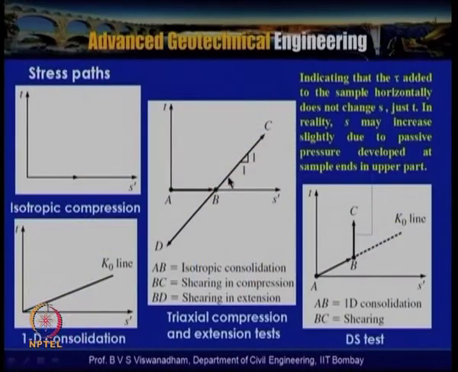Now when you have the triaxial compression and extension test, what we have discussed is either with one vertical, one horizontal, 45 degrees case. This side is towards compression, and this is towards extension. So this is shearing in compression and this is shearing in extension. Shearing in extension comes like this: AB is isotropic consolidation, and then BC changes from here. Stress path BC is the shearing in compression, and stress path BD is shearing in extension.